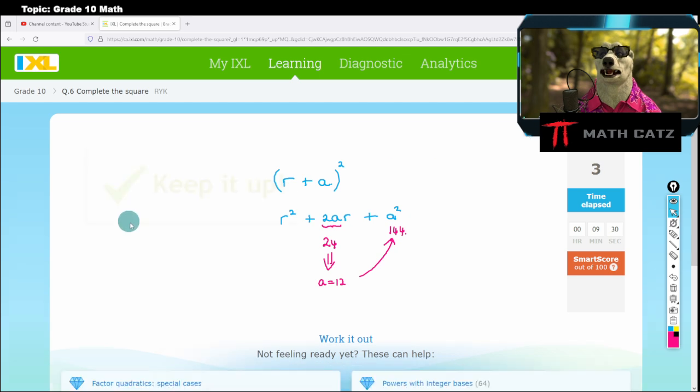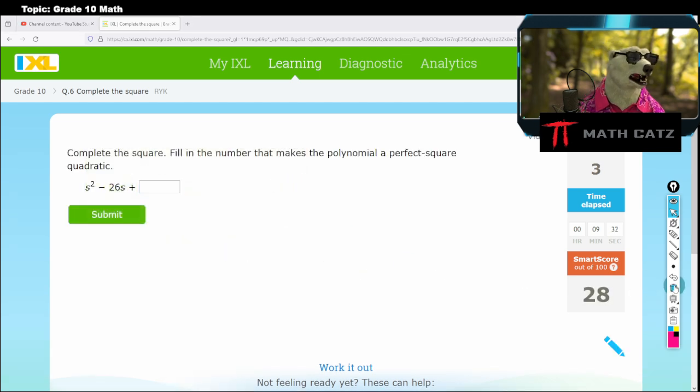Let's submit that. We will keep it up, but you're going to keep it up with this next one. Use the exact same strategy as we just did 3 times, and let me know in the comments what you think this number should be in order to write this as a bracket squared. We will end it there. Practice, practice, practice. Understand what you're doing, and everything will be good.